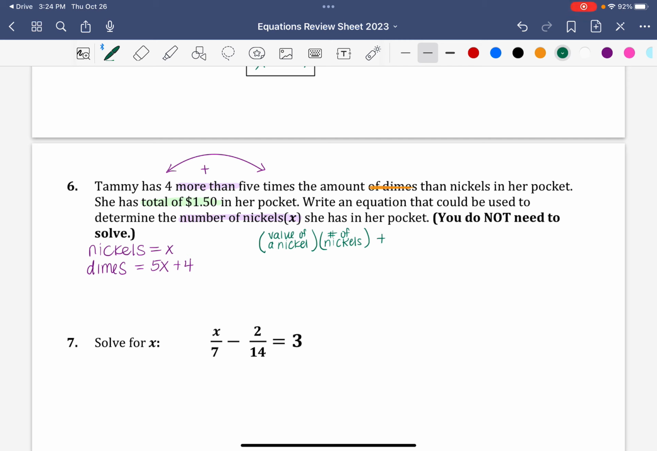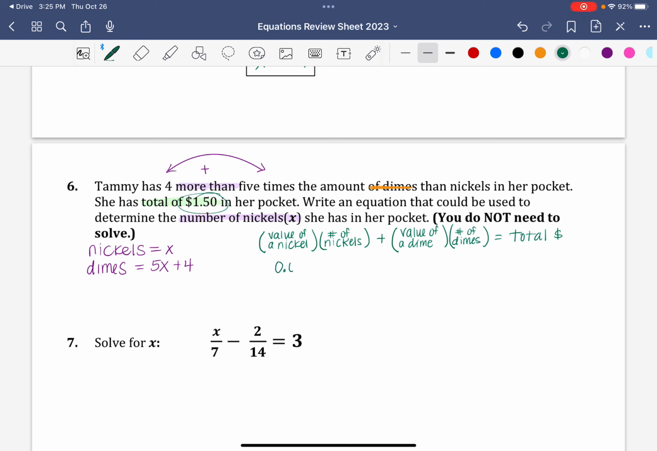Okay? Plus the value of a dime times the number of dimes we have. And that should equal the total amount of money. Okay, so a nickel is worth 5 cents. That's the value. The only thing is, since we're writing it in like dollars and cents, we're going to have to write the decimal version.